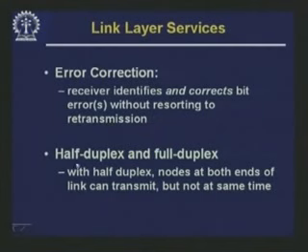And all these would happen on the line, and the line could be simplex, half duplex or full duplex. Simplex is not very common, because simplex can go in only one direction. Half duplex or full duplex are more usual. With half duplex, nodes at both ends of the link can transmit, but not at the same time, we know that.